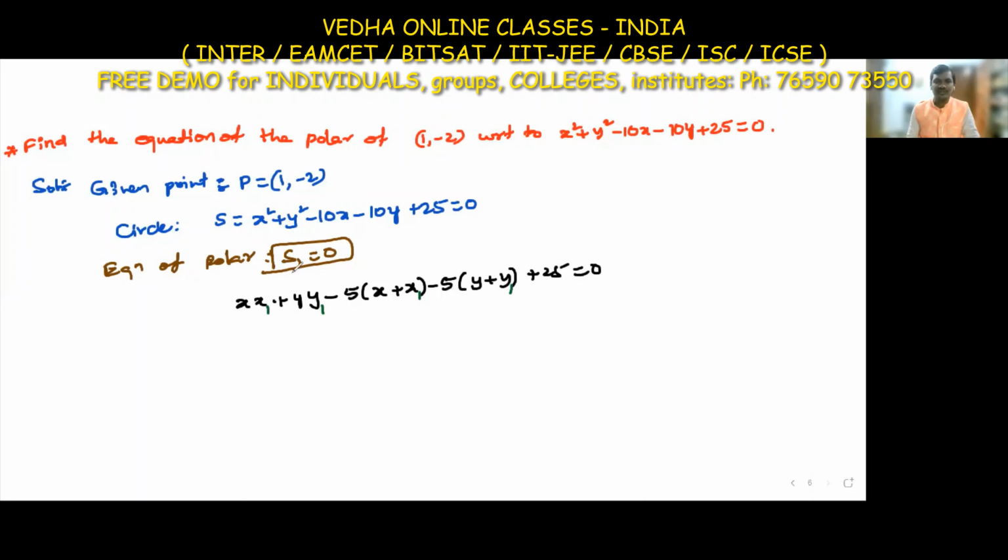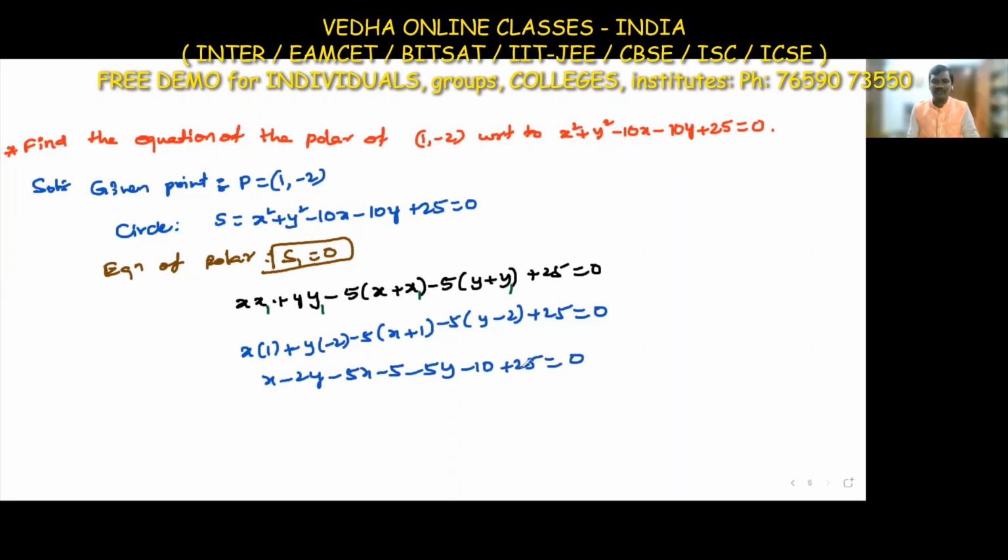Now substitute the point in this. If you substitute the point, x into x1 is 1, plus y into y1 is -2, minus 5 into x plus x1, minus 5 into y plus y1, plus 25 equal to 0. That means x minus 2y minus 5x minus 5 minus 5y minus 10 plus 25 equal to 0. That means x minus 5x is minus 4x, minus 2y minus 5y is minus 7y.